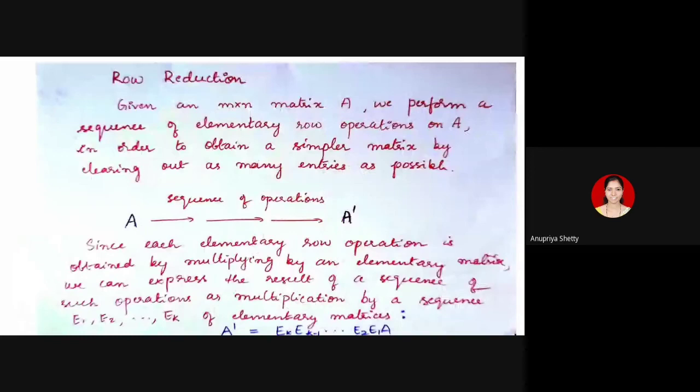Now this is about row reduction. Given an m by n matrix A, we perform a sequence of elementary row operations on A in order to obtain a simpler matrix by clearing out as many entries as possible. We will be performing elementary row operations, any number, till we can bring the matrix to the simplest possible form.